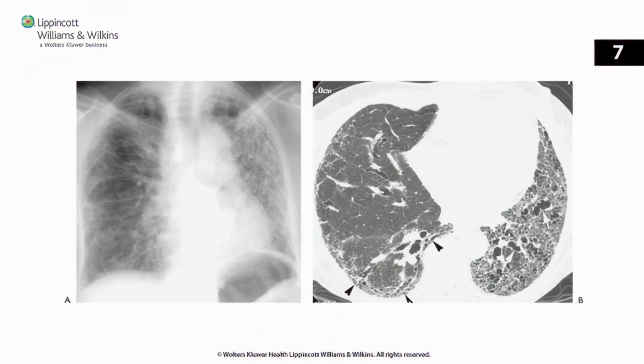But overall, the lung tissue looks very heterogeneous. There are some areas of honeycombing and other areas of interstitial inflammation and some areas of relatively normal lung. And altogether, this heterogeneous change is called usual interstitial pneumonia.